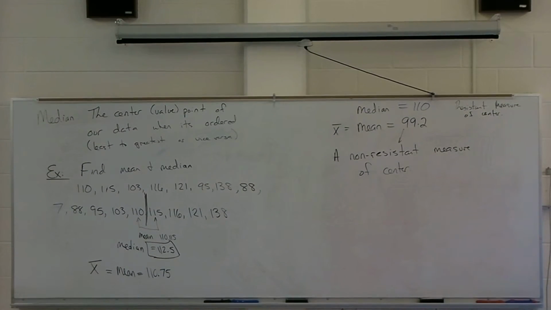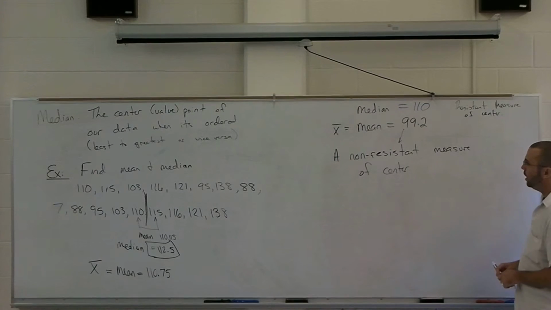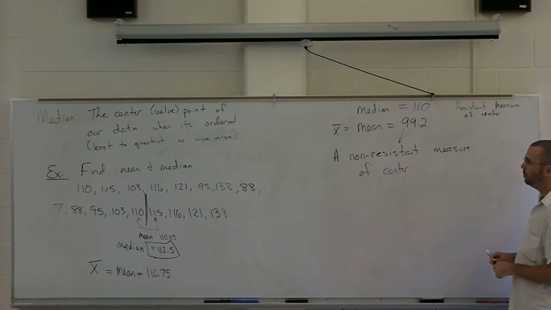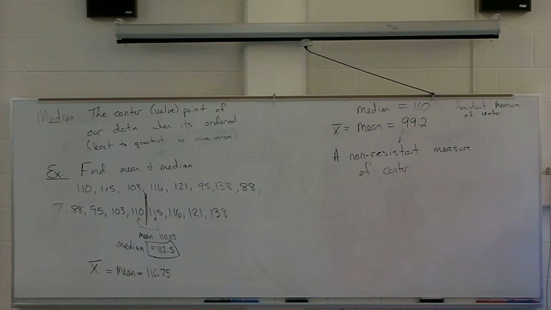As we progress through the course, you'll find that there are other resistant and non-resistant data summaries, and that's something that we have to make sure we're aware of when we're looking at data that we're working with.